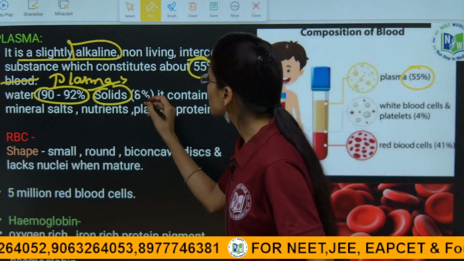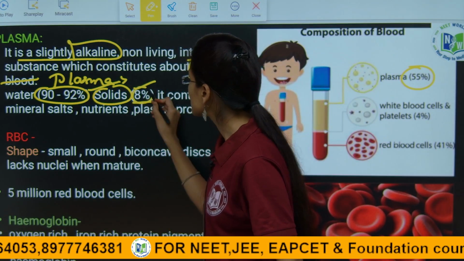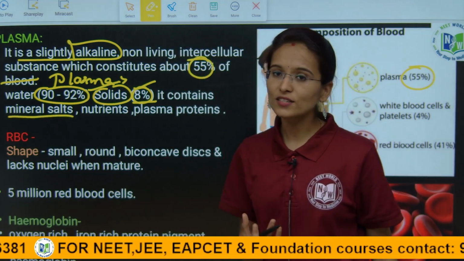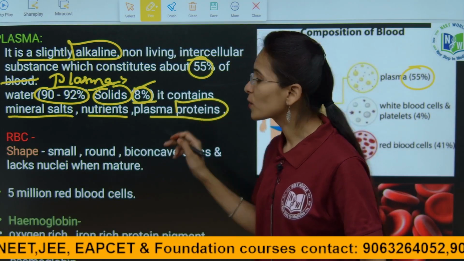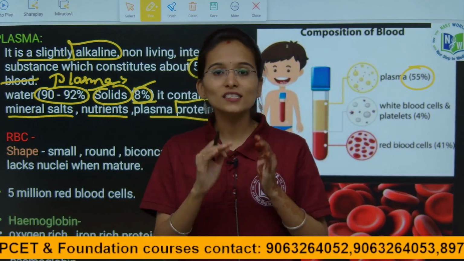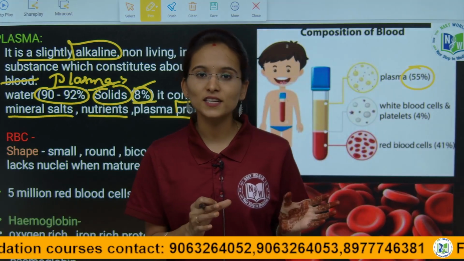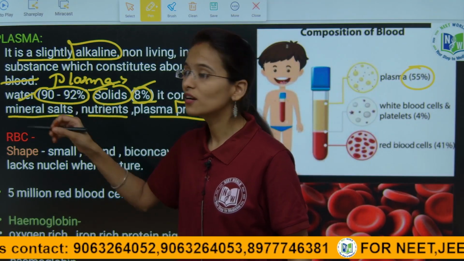Okay. So, those are only just 8%, students. In these 8% it is going to contain some mineral salts, some nutrients and the next proteins. Nutrients, proteins and some mineral salts, all these together are going to form the 8% of the solid substances, and the remaining 92% is going to be composed of only water.